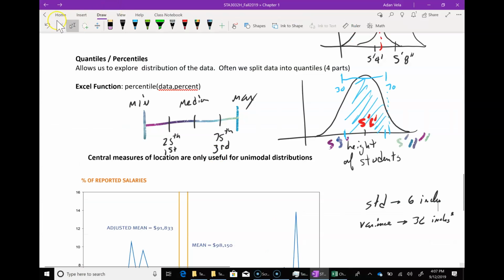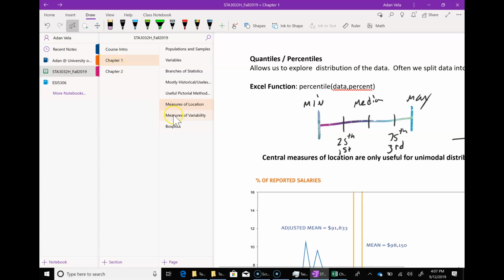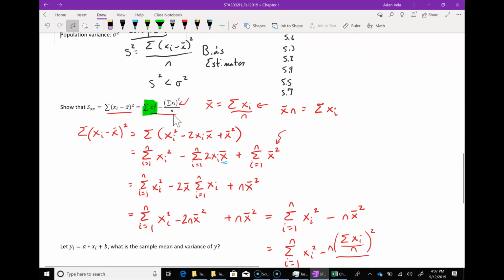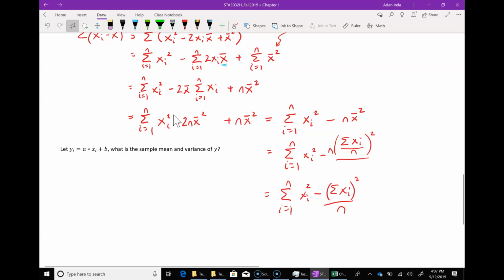The nice part about this equation right here is it simplifies the number of operations that you have to do. So before you were always taking x, your data point, and minusing the mean. X minus the mean, x minus the mean, x minus the mean. Square, square, square. Add, add, add. Divide by n, or n minus 1.